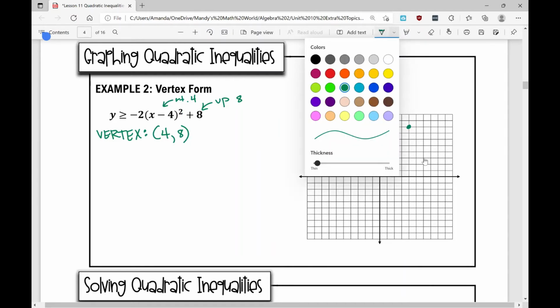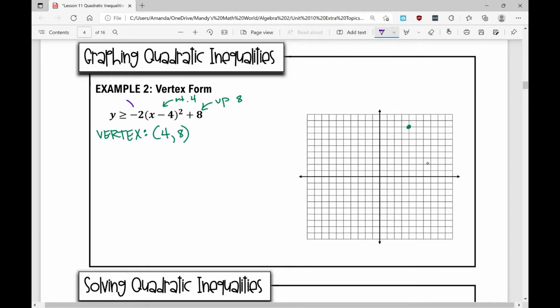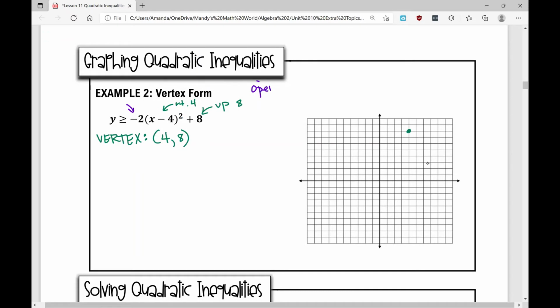Now when I look at this quadratic, I know that if I have a negative out in front, it's going to open down, right? So I'm just going to write this down. This opens down. So that vertex is a maximum. I also know that it's a vertical stretch by a factor of 2. Let me just write that down. It's a vertical stretch by a factor of 2.